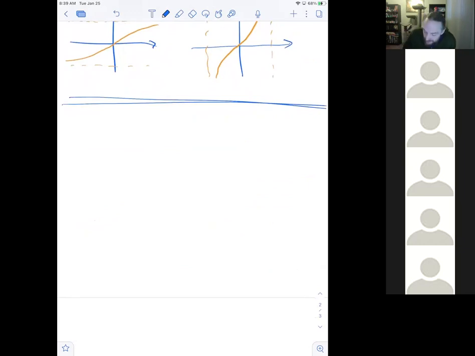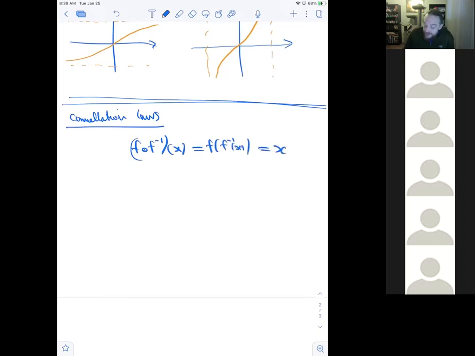and remember the cancellation, f following f inverse of x is f of f inverse of x, which just should equal x, and f inverse following f of x should equal f inverse of f of x, and that should just equal x, identity. F following its inverse, or the inverse following the function, should leave you at the same point. And then so we have these for all of the transcendental ones.